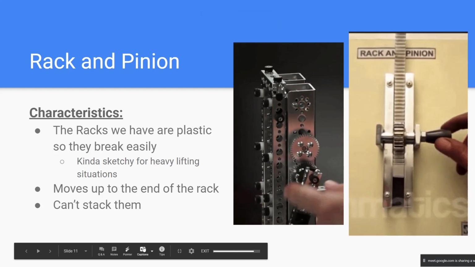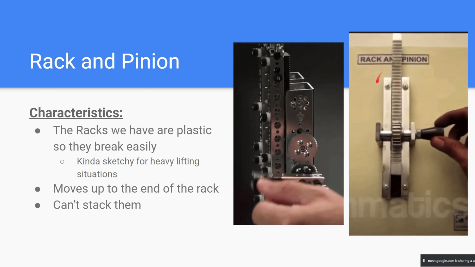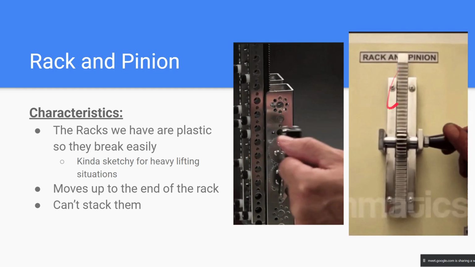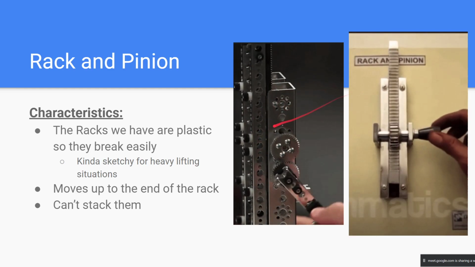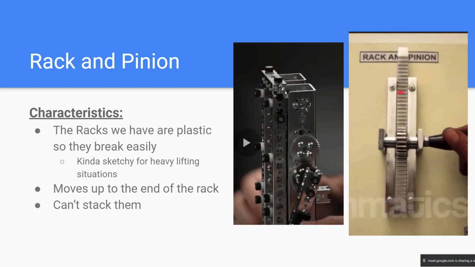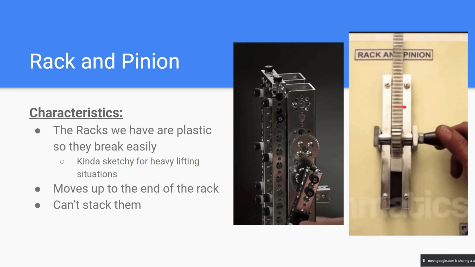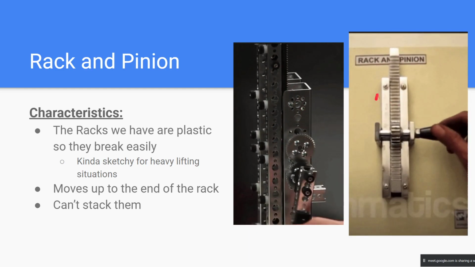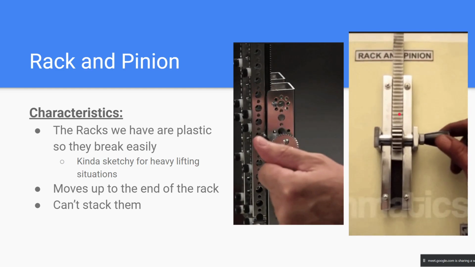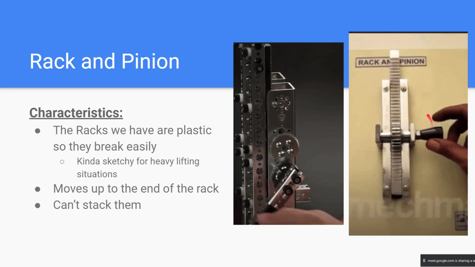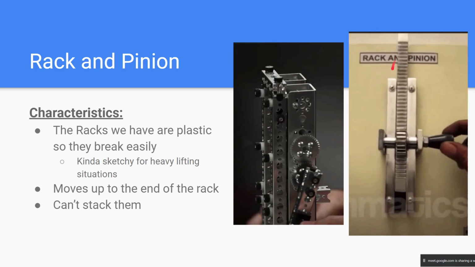So as I was saying, there's teeth on this bar, and this gear spins and moves the bar up. Of course, the bar has to be secured in a way. This bar is sandwiched in between these other bars so that it stays in. Once you see it, it's pretty basic. You get the idea.